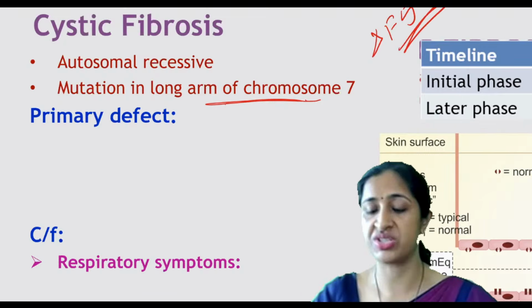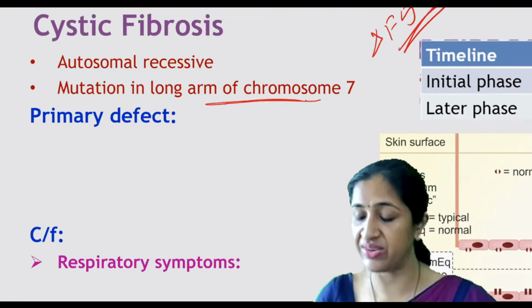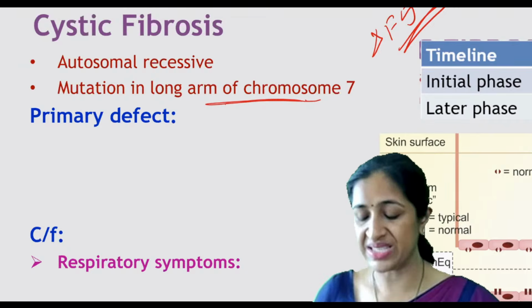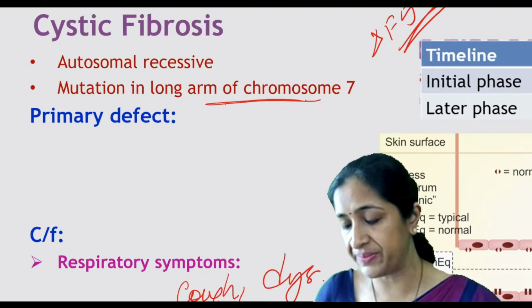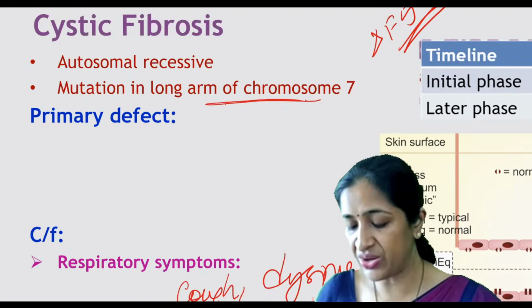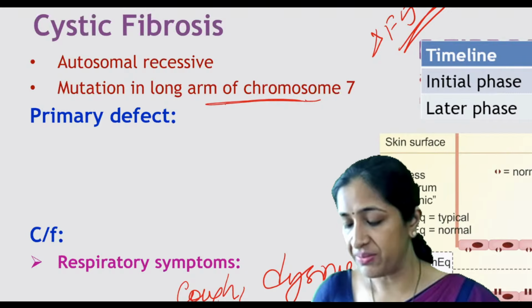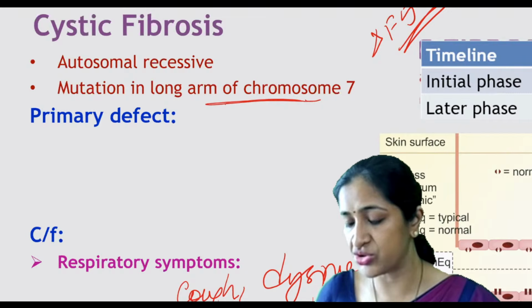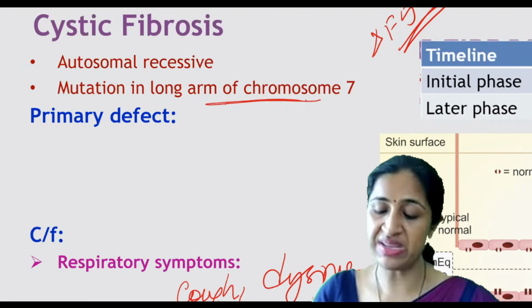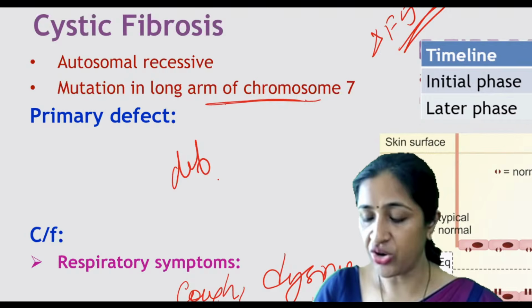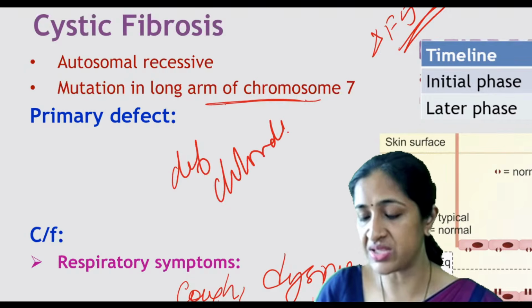F508 mutation is the commonest mutation. That is very, very important. Now, the respiratory symptoms are cough, dyspnea, failure to thrive, and increased respiratory tract infections, which are the most common respiratory symptom. Now, the problem is the defective chloride transport.